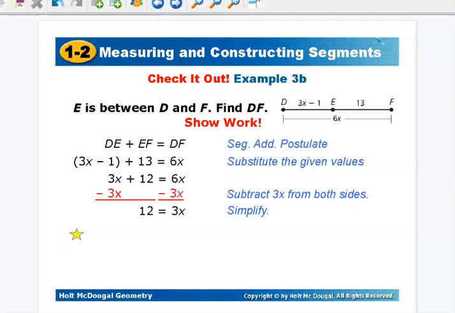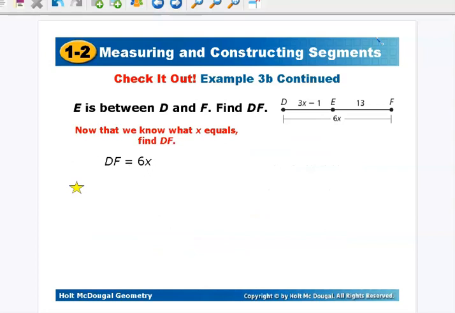Make sure you're showing this work. If you didn't, you may want to write down the solution separately to the side. And you should get a final answer that x is equal to 4. So we still need to find the other lengths, right? We still need to know the full length from D to F. We've figured out what x was, it's 4. All we have to do is substitute that in, and we get an answer of 24 units.